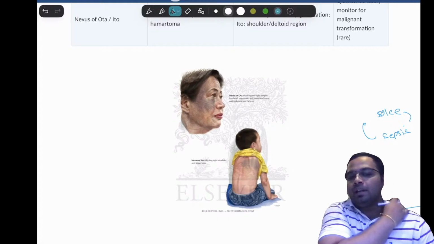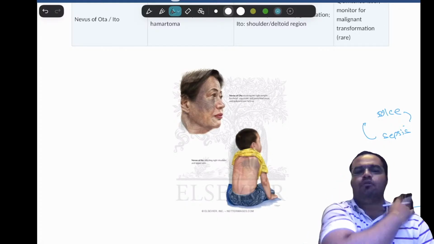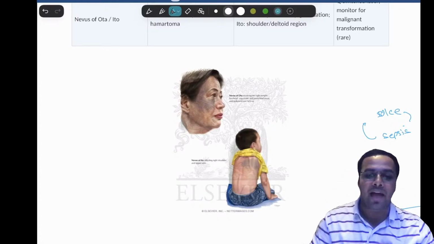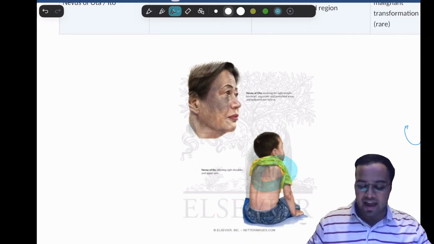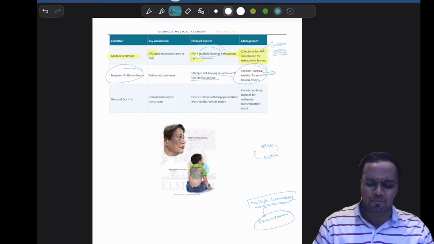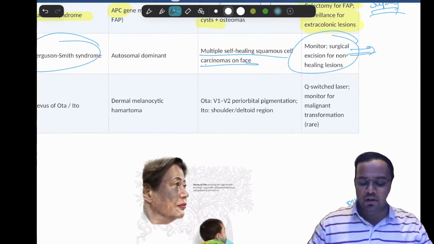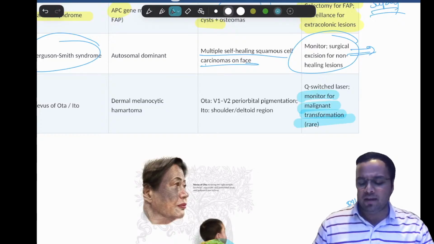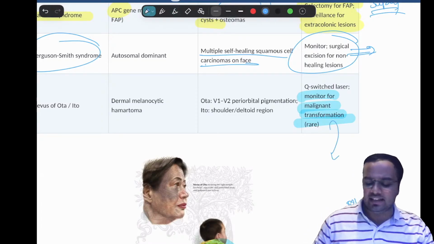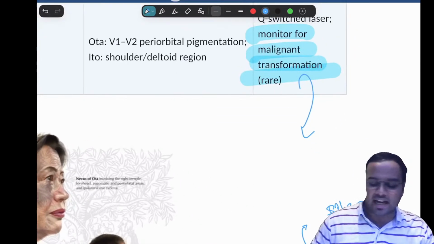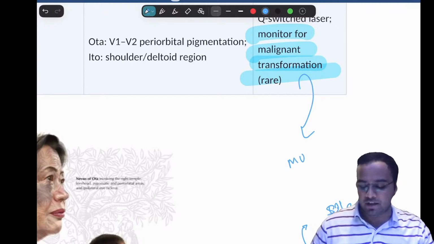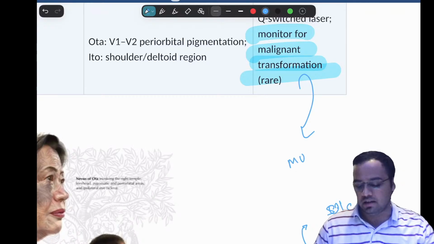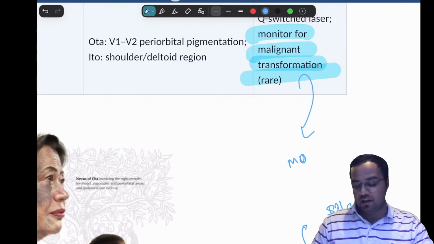And whenever it is present on the back, obviously if O is covered, then what is remaining? It is the Ito which is present on the back. So whenever there is a nevus on the back, it is nothing but nevus of Ito. So it is again an important point for the MCQ, and you have to monitor the lesion for malignant transformation. Which type of malignancy can this develop? Obviously it is melanocytic proliferation, so they are at risk of development of malignant melanoma.